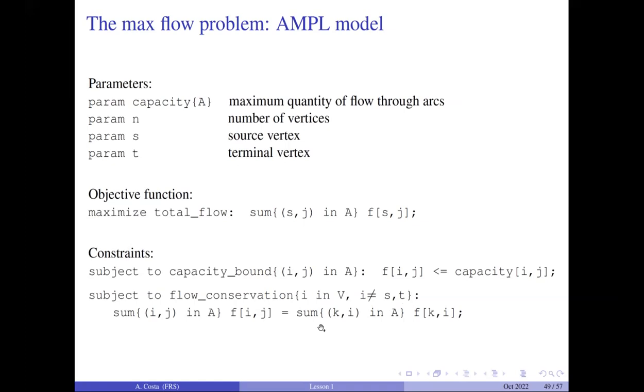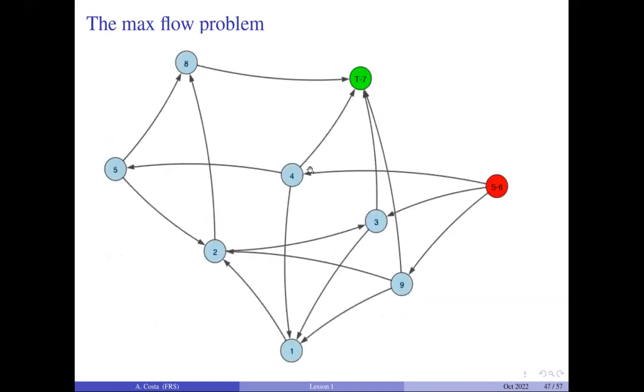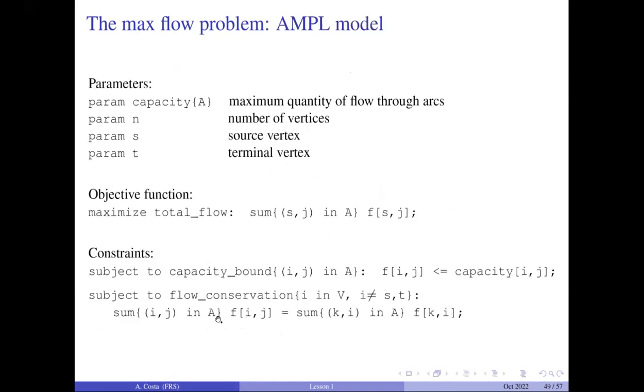So in other words, take node 4 for example, it means that the flow that is entering node 4 from S, so through this arc, must be equal to the flow that is going out from node 4, so the sum of the flow going to node 1, 5, and 7. And this for each node that is not the source or the terminal. So this is called flow conservation sometimes.